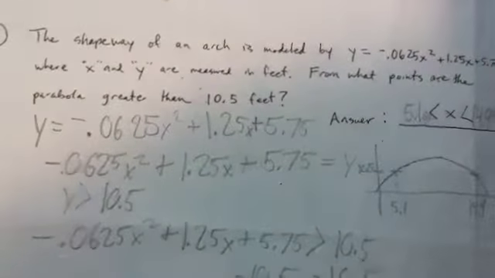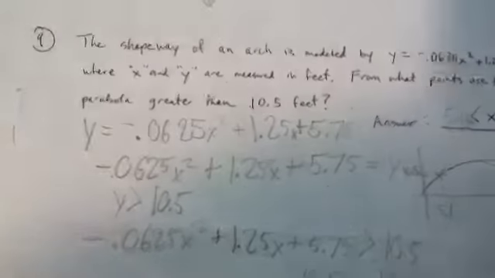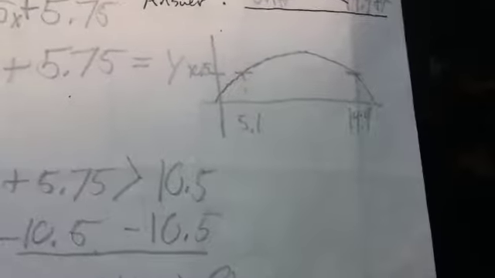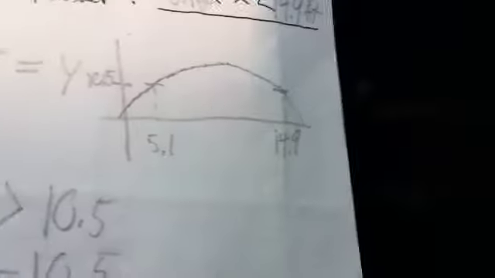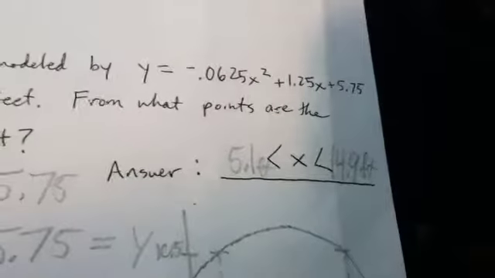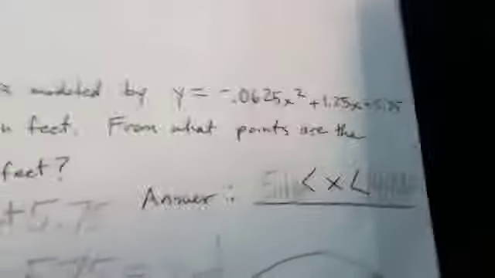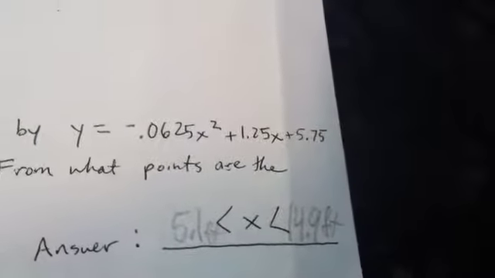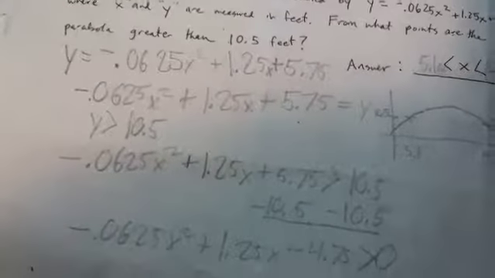So for this problem, we're going to be finding what point on the parabola is greater than 10.5 feet. The parabola is going to be representing a bridge, and with that bridge, we're going to see how well a boat can fit under it. Here's our equation. Y equals negative 0.0625 x squared plus 1.25 x plus 5.75. I have it written down right here. And what I have down is that y is supposed to be greater than 10.5.